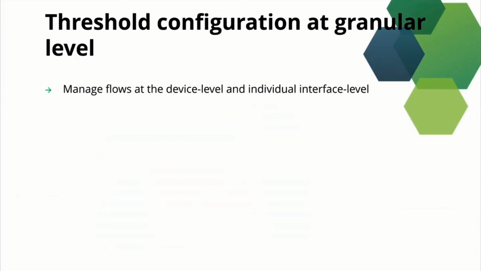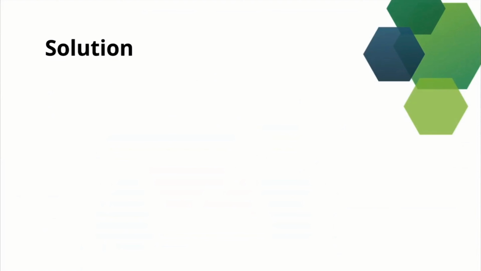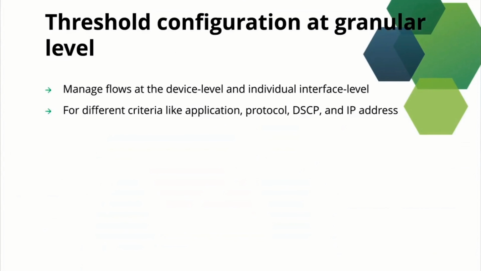So network admins need to manage flow and control traffic at the whole network level, which drills down to the individual device and interface levels. There are also other criteria like application, protocol, DSCP, and IP address. You can configure threshold limits on how much bandwidth or traffic each application should consume or generate. When you configure this at the port level, it can help you reduce the load on the critical VPN port or whichever port is very critical for your day-to-day operations.